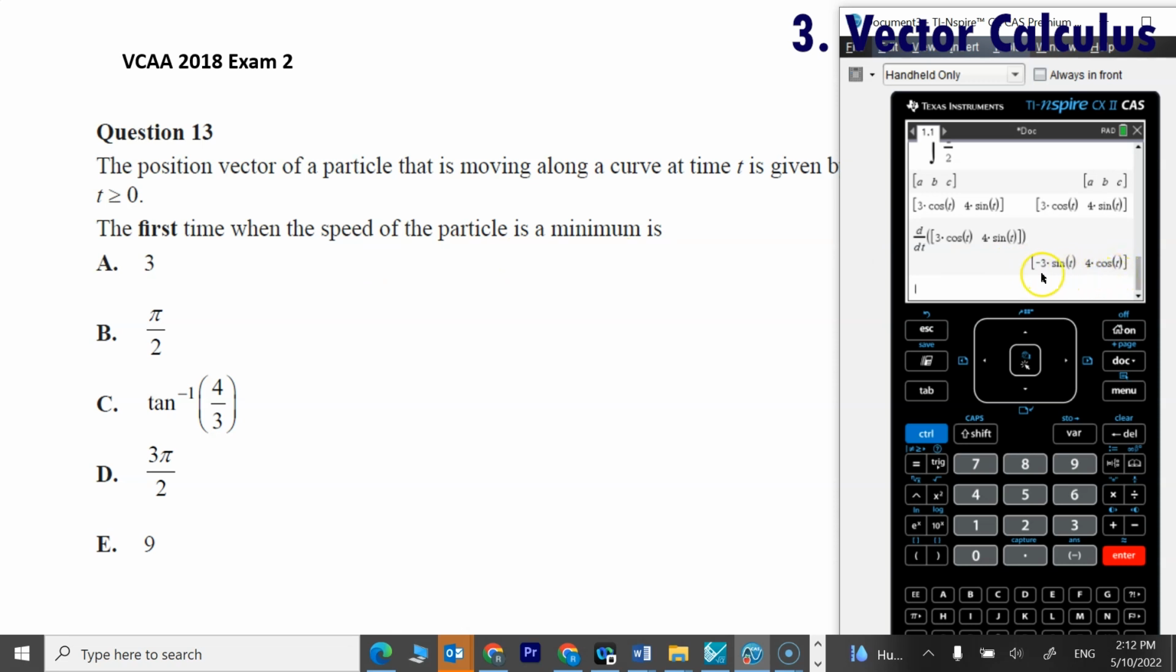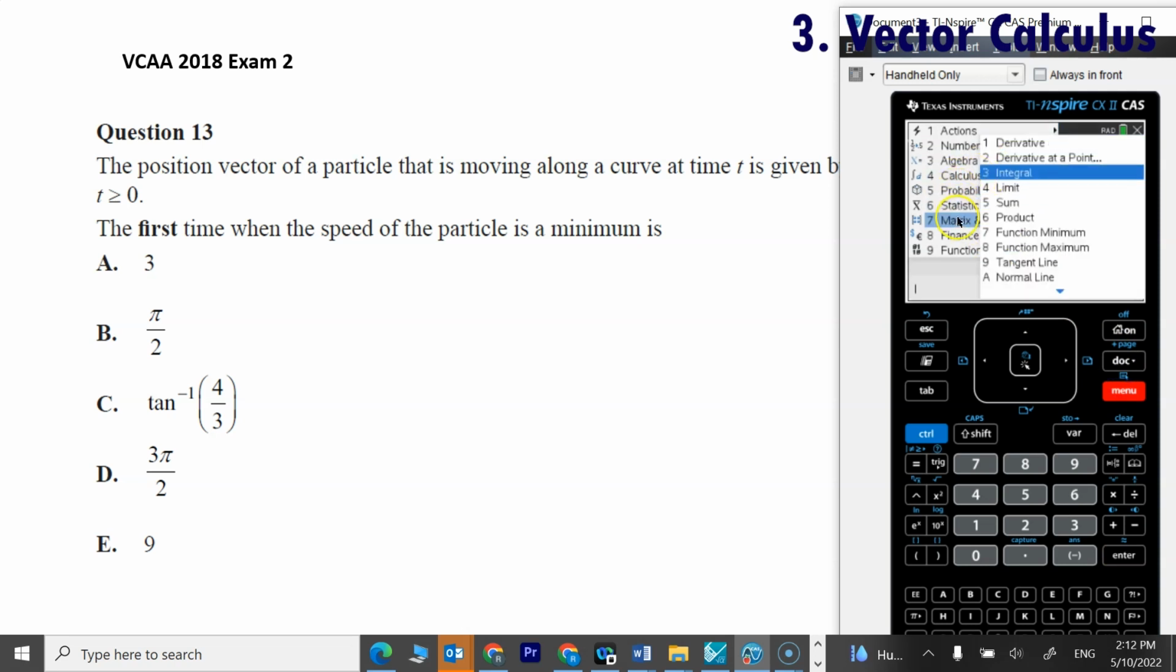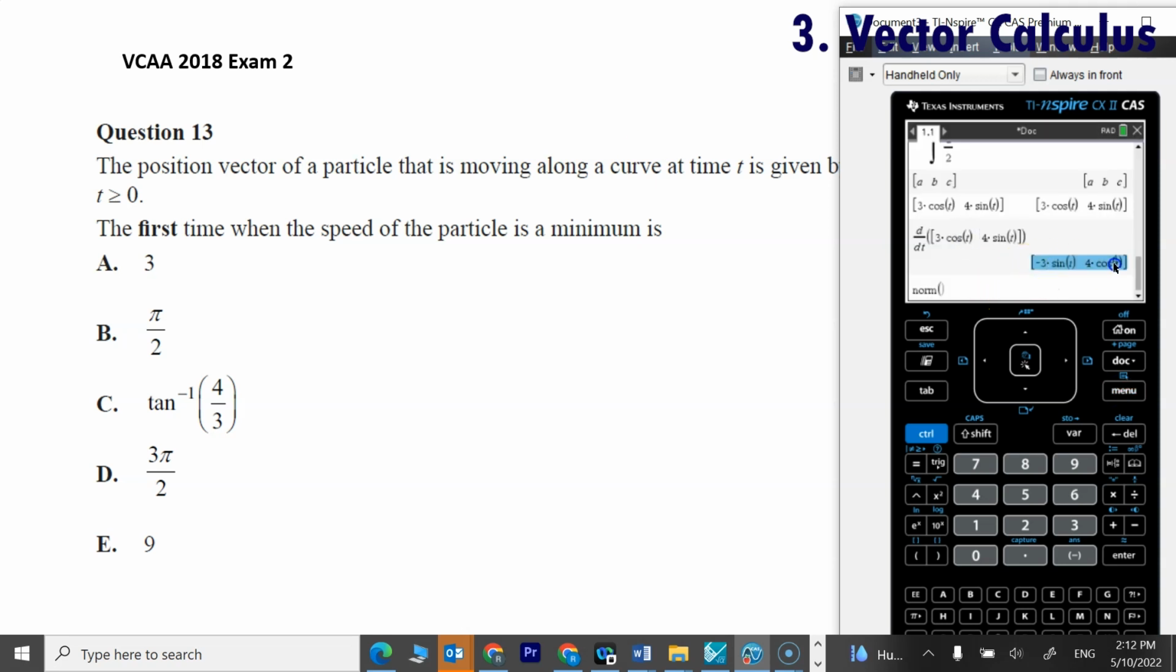The magnitude, in terms of matrix notation, is the norm function. So we go menu, matrix and vector, and norm. Okay, so the norm is the magnitude. We want to take the norm of this, and that would do it for us. Again, you could do square root of this one squared plus this one squared, but that's just a bit quicker. You can also just type in norm. Okay, so that's the speed function.